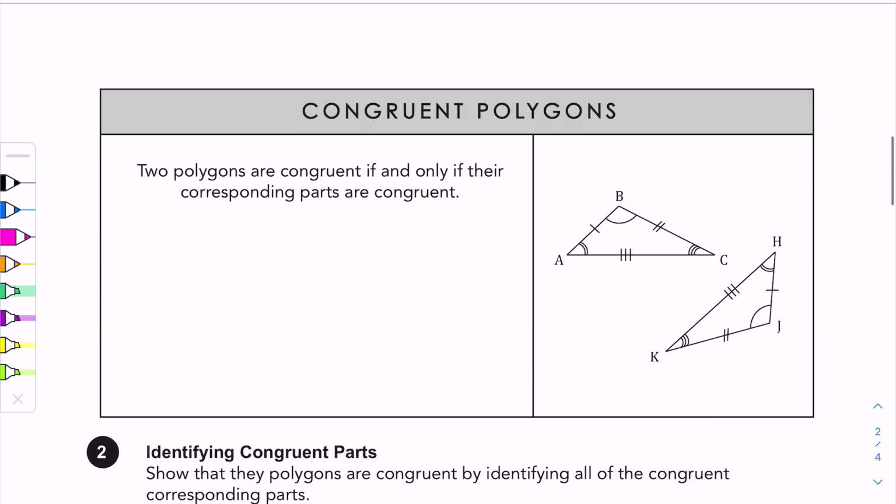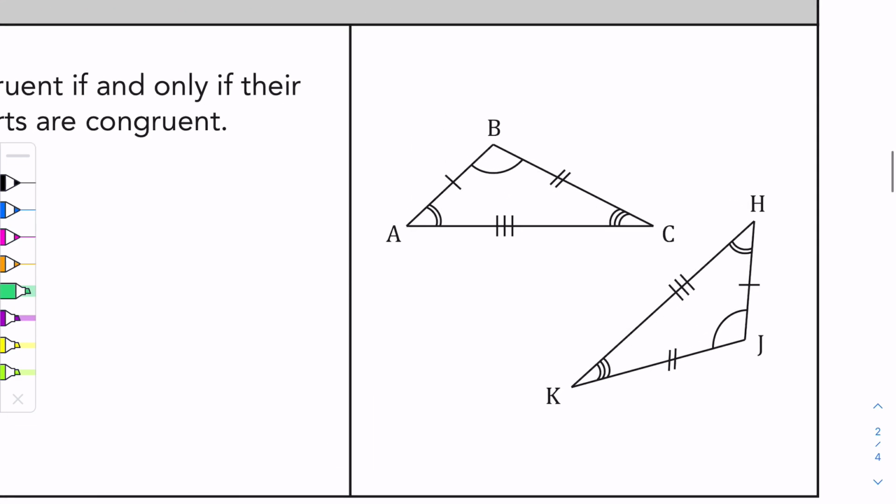Next, we're going to take a look at two congruent polygons, and we're going to talk about the different parts, so the angles and the sides. Right here it states that two polygons are congruent if and only if their corresponding parts are congruent. So that's again talking about the angles and the sides. And recall that you should know about corresponding angles and corresponding sides from previous lessons. If we look at the angles, you can always tell by the angle connector. So angle B and angle J are congruent.